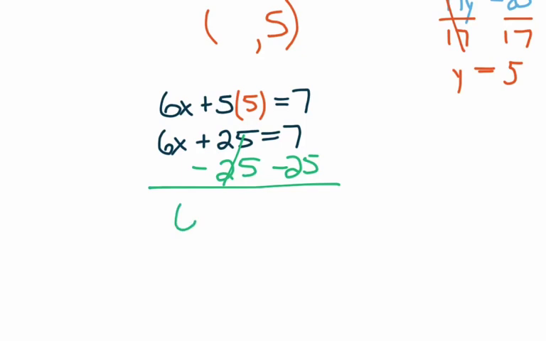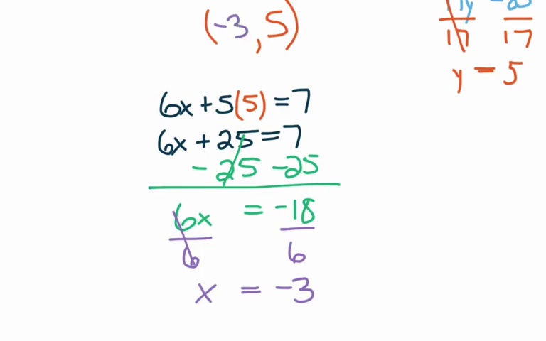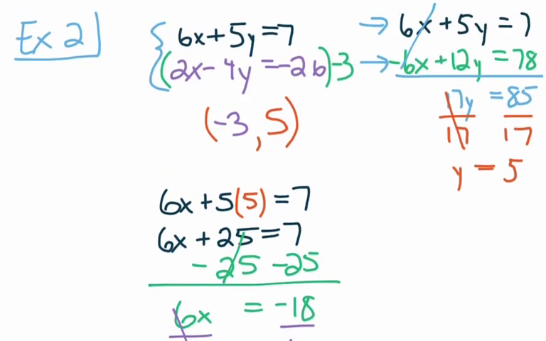The 25's cancel, so 6x equals negative 18. Divide both sides by 6 to get x equals negative 18 divided by 6, which is going to give us negative 3. So negative 3 comma 5 would be the ordered pair where those two equations would intersect if we were to graph them.